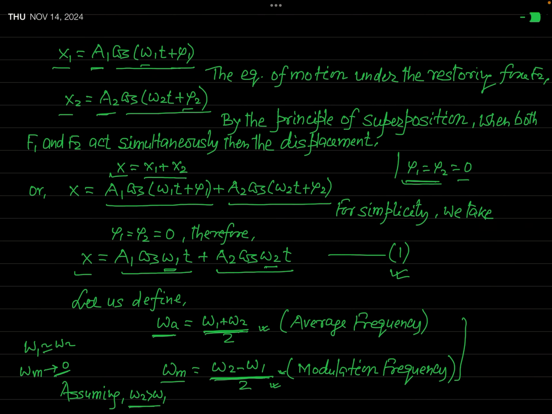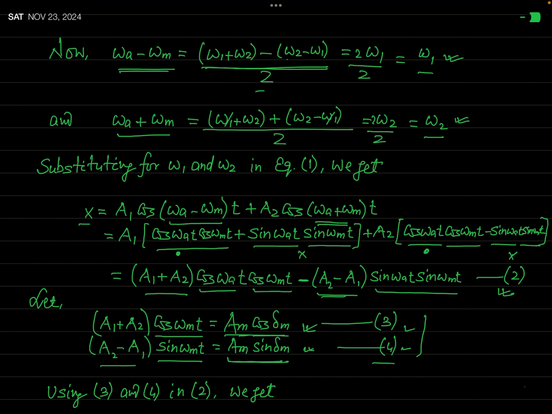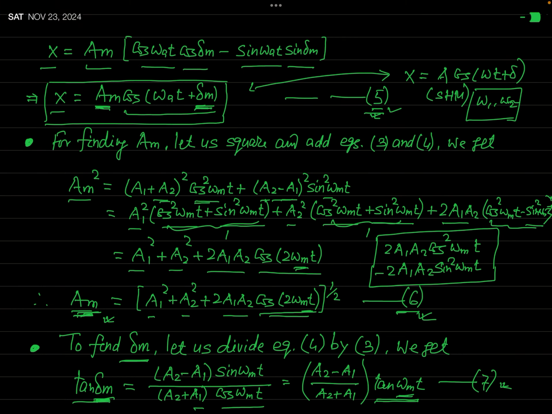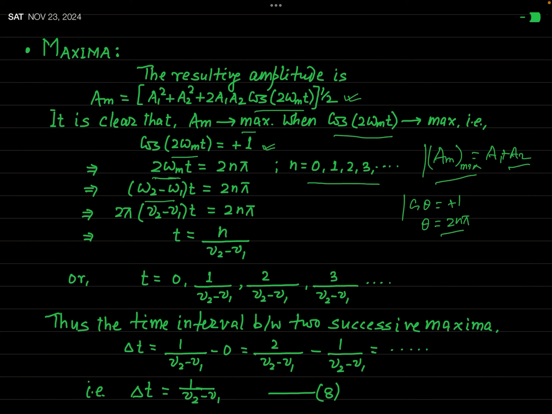See it here, omega 2 minus omega m from here, this will be 2 omega m. Okay? So instead of that 2 omega m, now we write omega 2 minus omega 1.